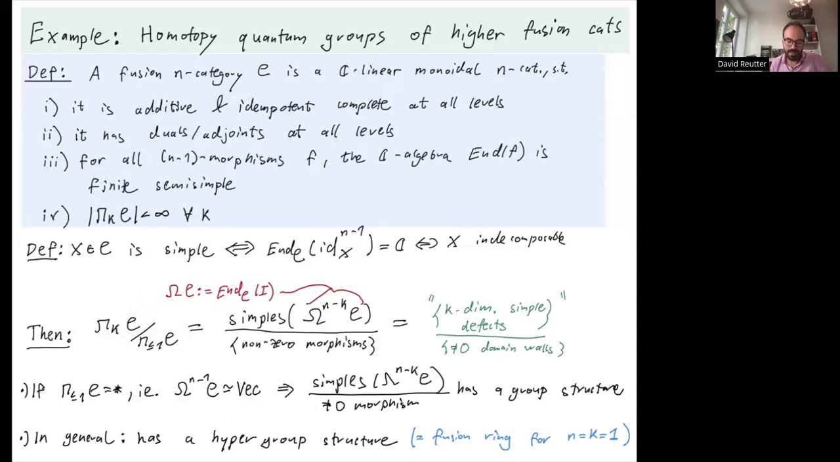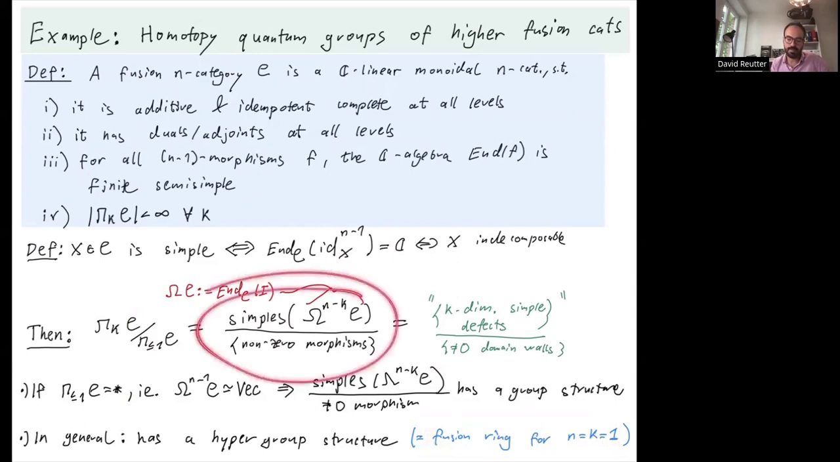And in fact, this here always, in all dimensions, has a hypergroup structure, and this is a theorem telling you that this hypergroup structure, which you have canonically on here, agrees with the one which is given by taking this abelian group and quotienting by this group. And it recovers, for n equals k equals 1, the fusion ring.